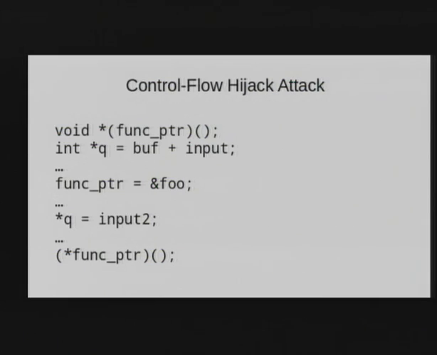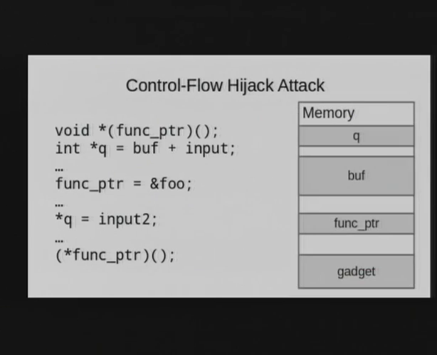Here's a simple piece of C-like code that we are looking at as a motivating example. In the first line, we're defining a function pointer that is later used at the end of the program. And there's some computation between the definition of the function pointer and the actual use of the function pointer. So there's some pointer Q that we assign from a valid buffer plus some attacker-controlled input. After that, at one point in time, we assign the function pointer, but later on there's some additional manipulation of the pointer Q, which is the second attacker-controlled value.